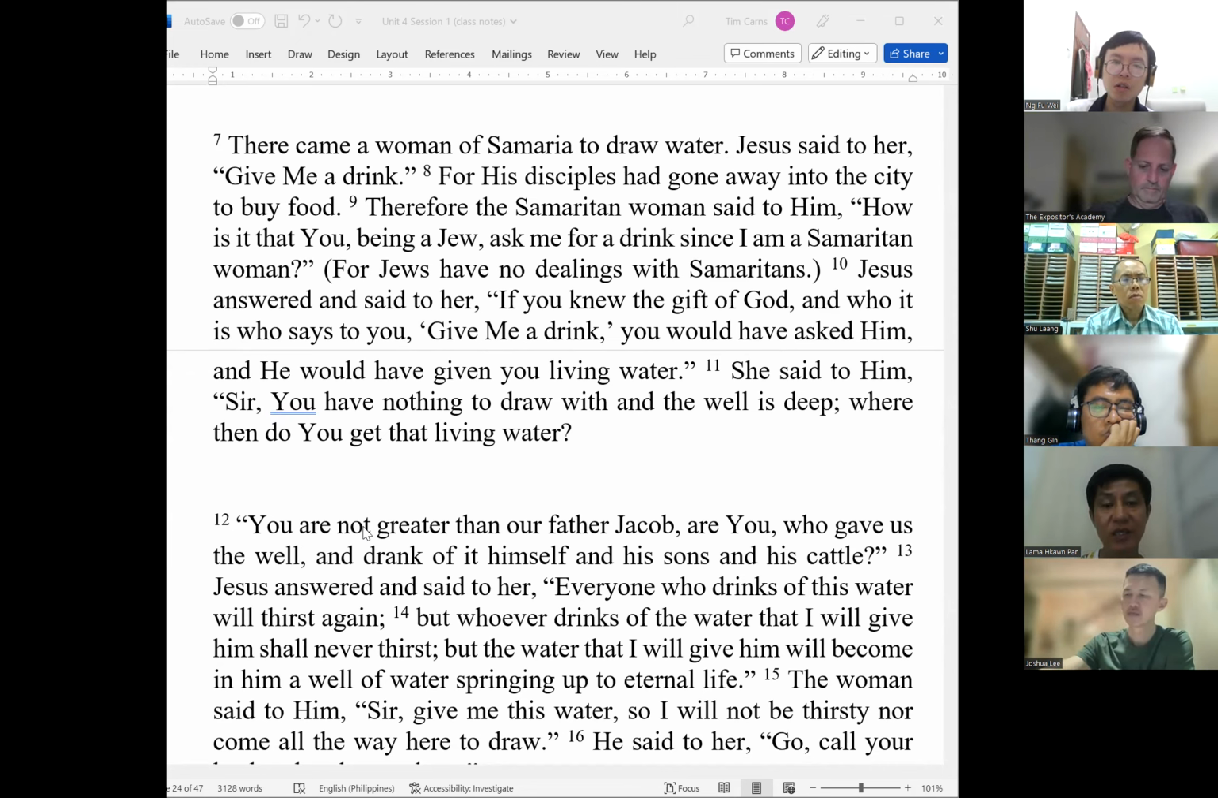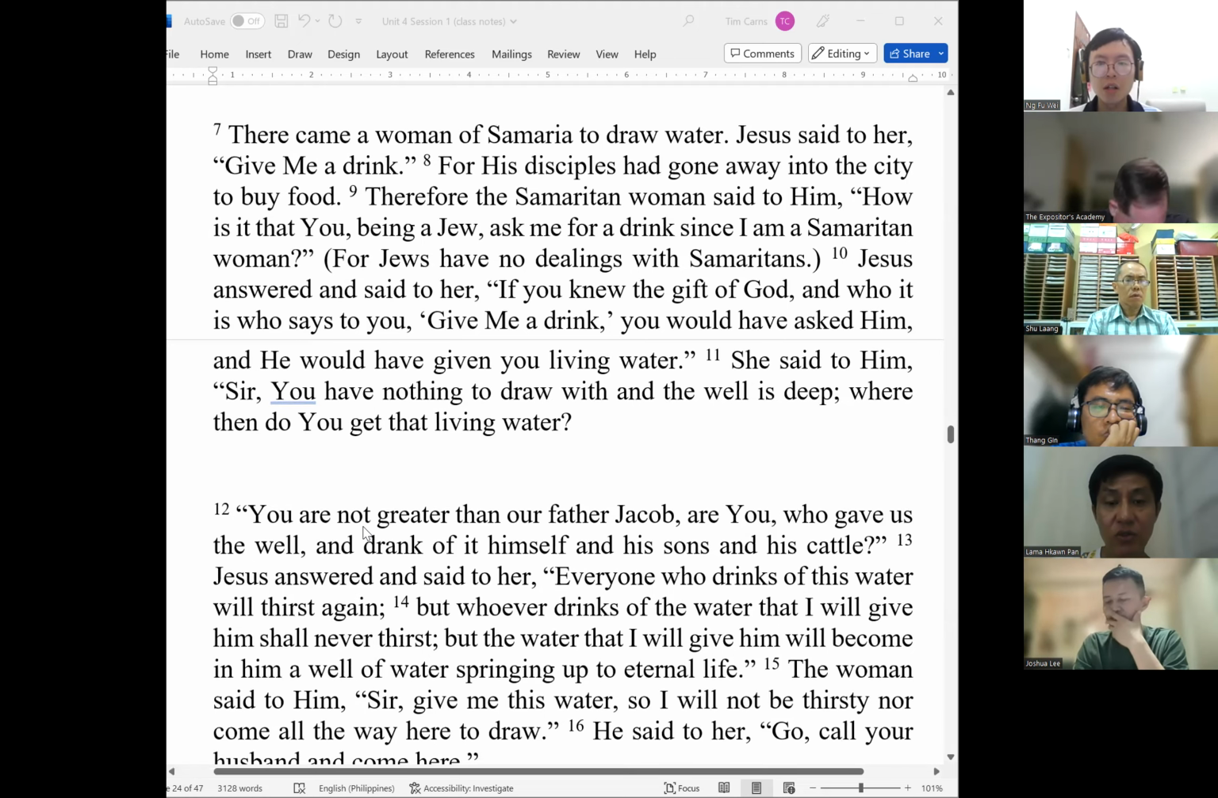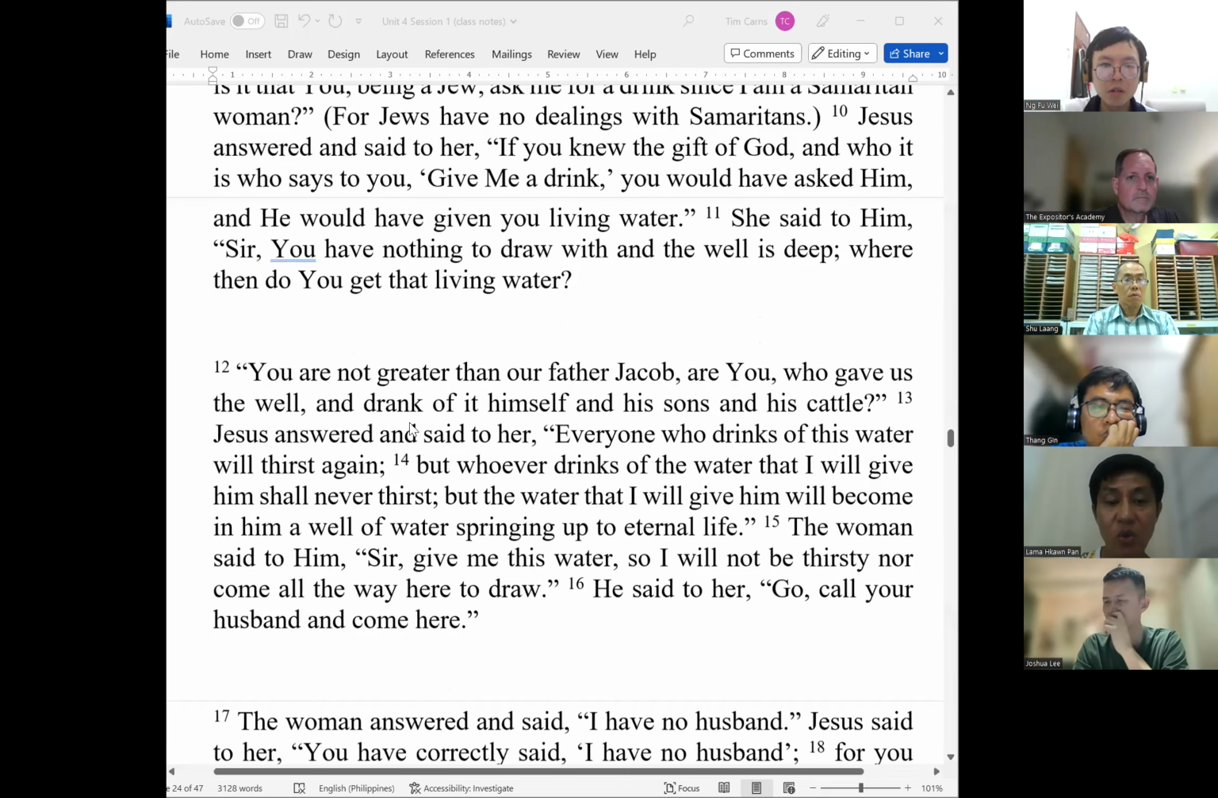Jesus answered and said to her, "If you knew the gift of God, and who it is who says to you, 'Give me a drink,' you would have asked him, and he would have given you living water." She said to him, "Sir, you have nothing to draw with, and the well is deep. Where then do you get that living water?"